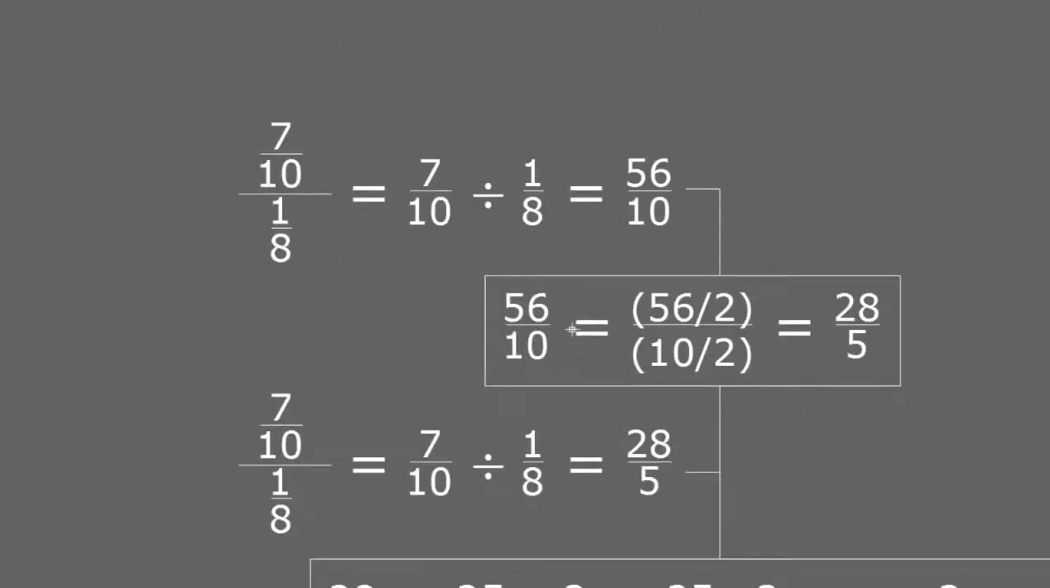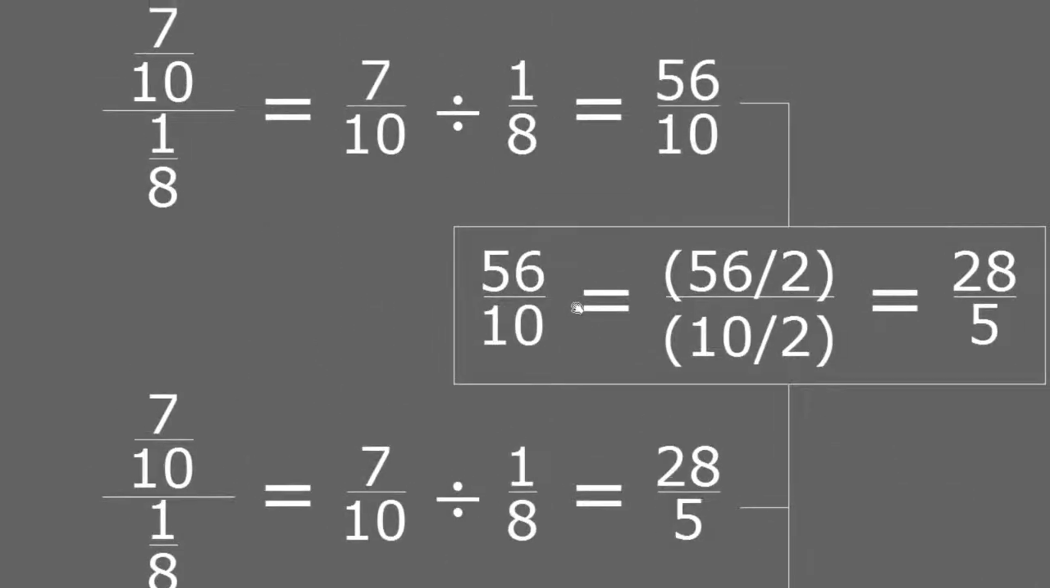Now I can simplify that. 56 over 10 equals 28 over 5. What I did here was I divided both the numerator and the denominator by 2. Since I'm doing the same operation on the top and on the bottom, that is equivalent. So 56 over 10 equals 28 over 5. Now it is simplified, but it's still an improper fraction.